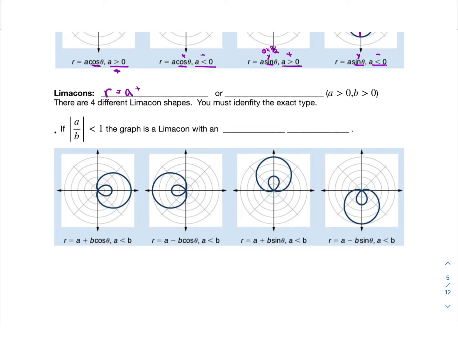Okay, limacons are our next type of graph, and this is in the form of r equals a plus or minus b sine theta, or a plus or minus b cosine theta. Now, there are 4 different types of limacons. These types of limacon shapes are determined by the ratio of a and b.